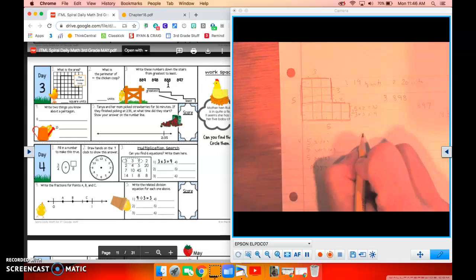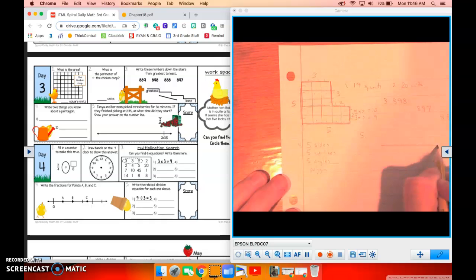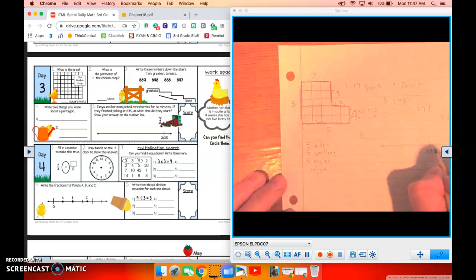Okay, number 5. Tanya and her mom picked strawberries for 30 minutes. If they finished picking at 2:35, what time did they start? This one says, show your answer on the number line. So here we go. Arrow, arrow, boop, 2:35.